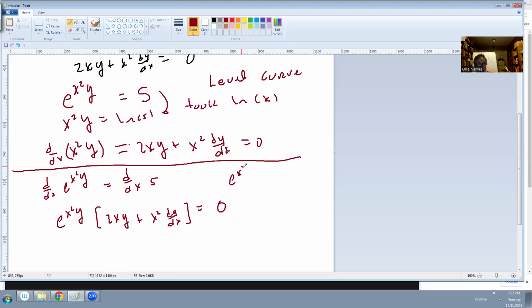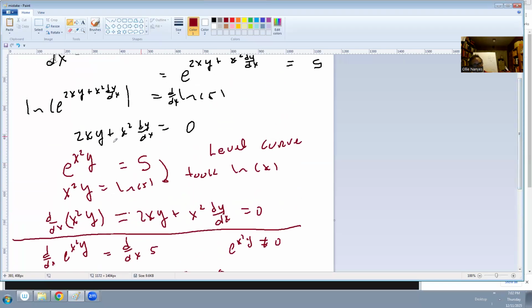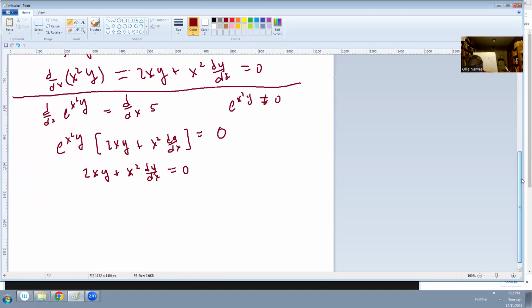And then noticing that e to the x squared y is never equal to 0, you can divide both sides and you get the equation, which enables us to solve for dy dx. Okay? So there are two ways of doing that. And they both involve finding a tangent of a level curve of the function f of xy equals e to the x squared y, and thinking about this in 3-space.